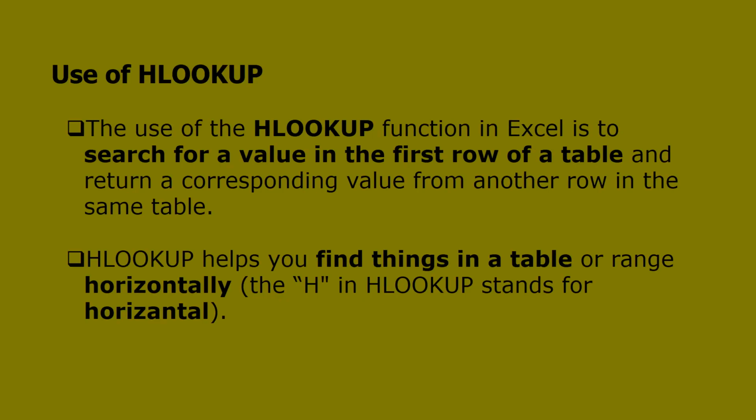HLOOKUP function in Excel is used to search for a value in the first row of a table and return a corresponding value from another row in the same table. HLOOKUP helps to find things in a table or range horizontally. The H in HLOOKUP stands for horizontal.